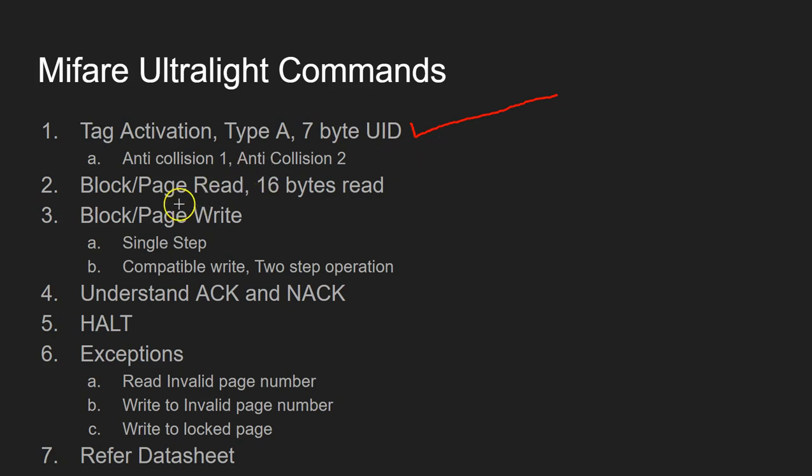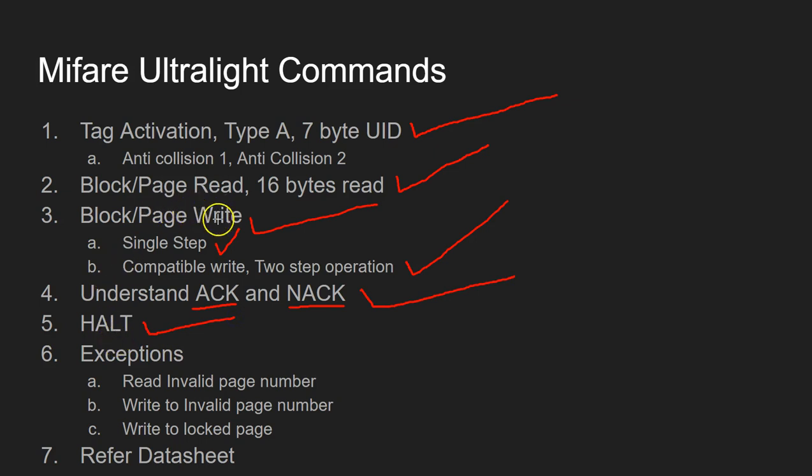You're going to see what are the commands used to read and write the blocks of Mifare Ultralight, and how to write the blocks. And you can write in a single step, or you can use a two-step operation which is compatible to the traditional Mifare classic write operation. You want to understand what ACK and NACK mean and how to handle this in your code, and also how to send the halt command.